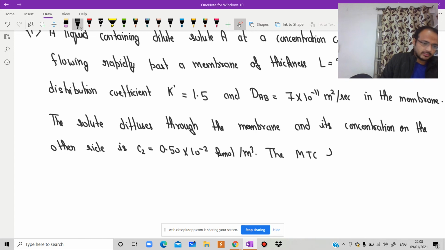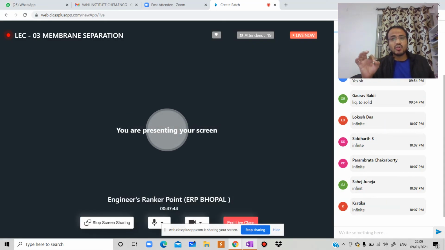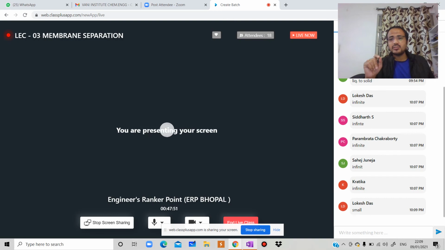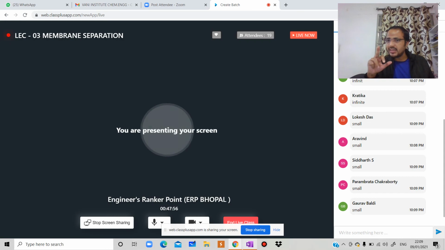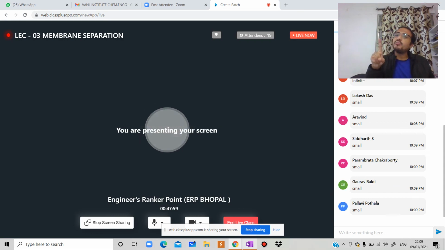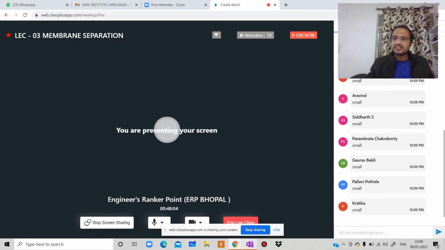Mass transfer coefficient Kc1 is large. If the mass transfer coefficient is large, then the resistance will be large or small? I need a correct answer from each and every student. Very good. Because mass transfer resistance is 1 by K, as we increase the value of the mass transfer coefficient, the value of the resistance is going to decrease. Very nice. Keep it up, I need this momentum.